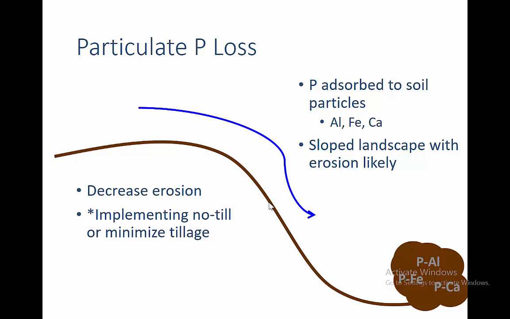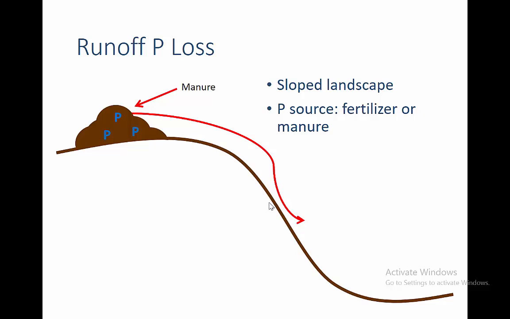And so what do we do? What are management practices that we can use to combat this specific phosphorus loss pathway, right? Maybe implement no-till, minimize your tillage, any practices that decrease erosion. I put an asterisk here because when I go to the next slide, this is going to be different, okay? So for particulate P losses, that P that's in a soil particle, we want some kind of minimum or no-till to cut down this specific P loss pathway, all right? Let's go to the next one.